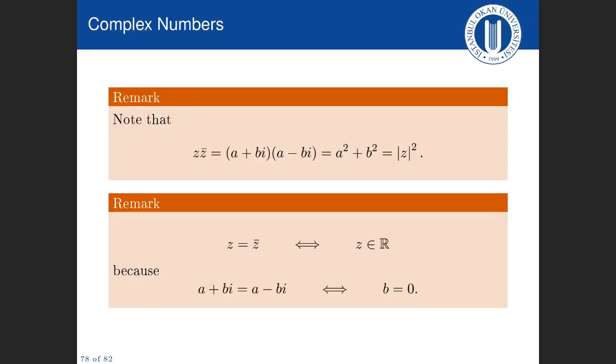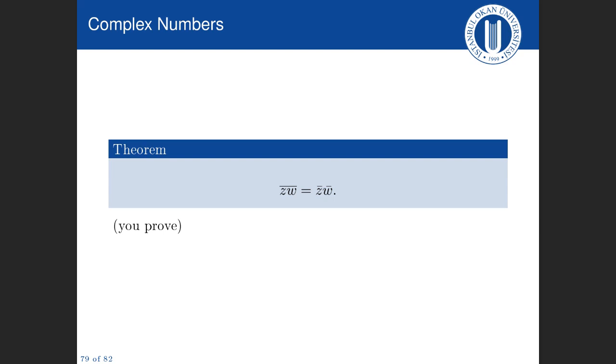I also want to remark that the only way that we can have z equal to its own complex conjugate is if z is a real number. Why? Because if a plus bi is equal to a minus bi, the a's cancel, and then we can divide by the i's. That's only true if b is equal to 0. It is a fact that the complex conjugate of zw is equal to the complex conjugate of z multiplied by the complex conjugate of w. I'm not going to prove that. I'm going to leave that for you to prove.